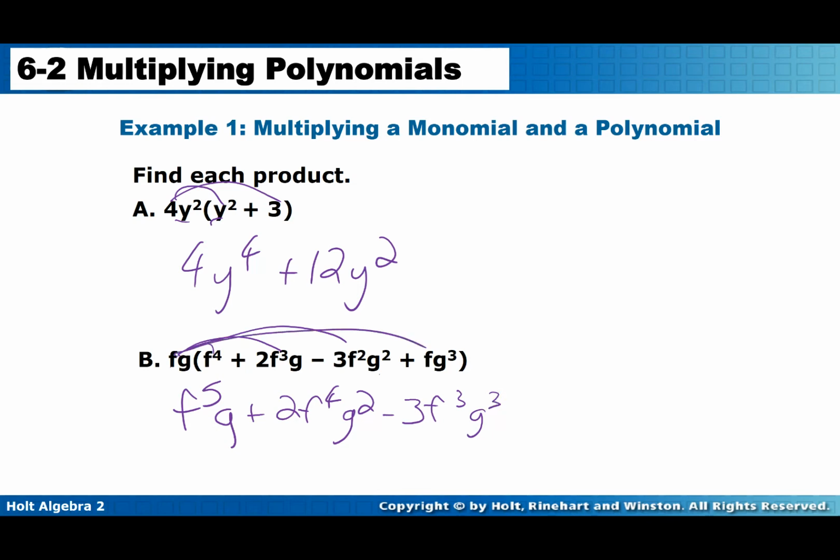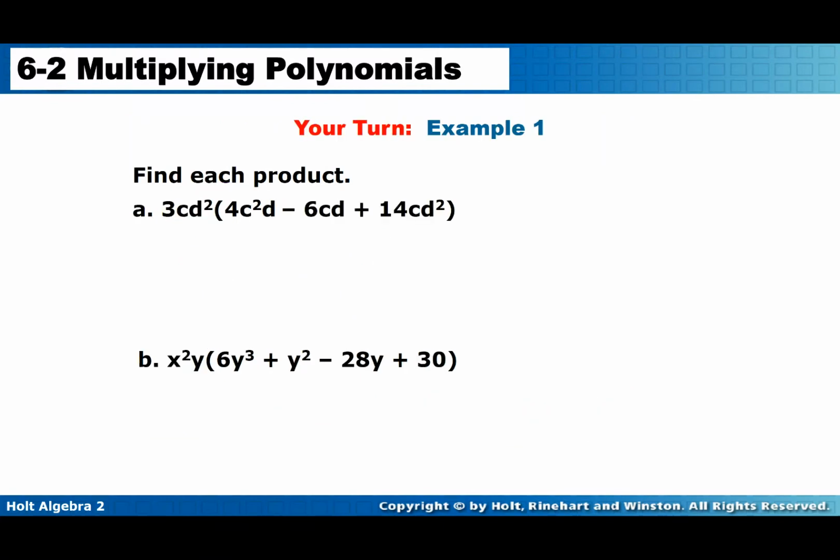And then one more, fg times fg to the third. So f and f will make f squared. G and g to the third will make g to the fourth. And that is your multiplying. All right. So a couple more. I'll just kind of do these quickly, just distributing.